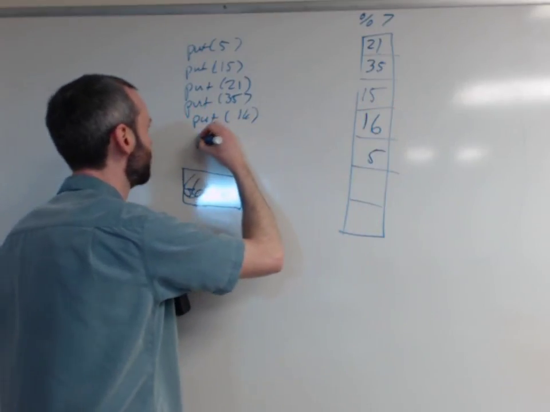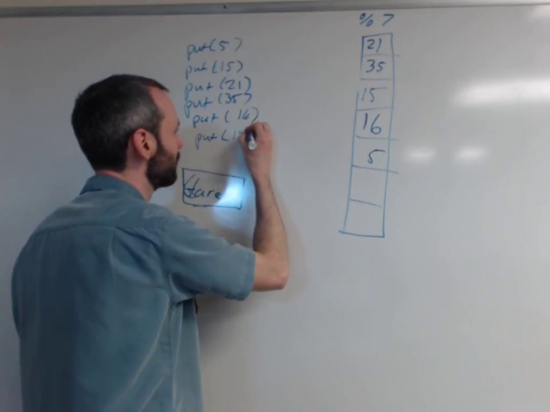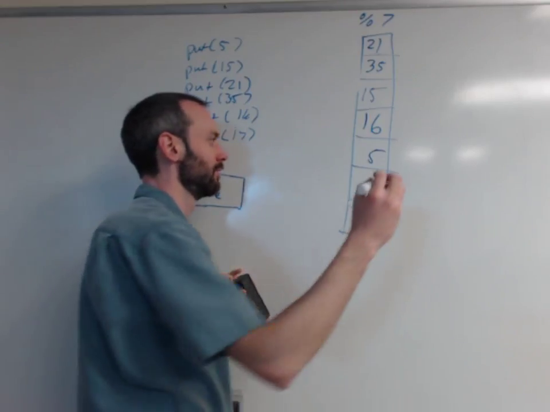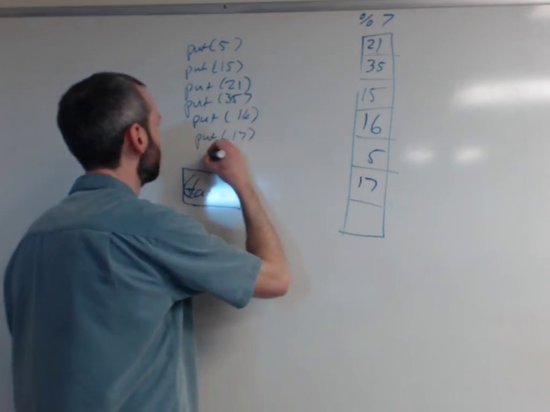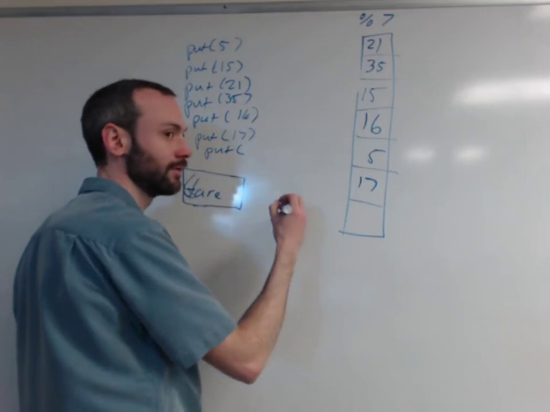How about another number? 17. Where would 17 go? Right where the 5 is. Down here. So down, yeah. Oh. How about another number? 18.